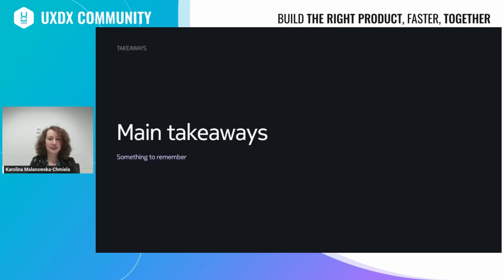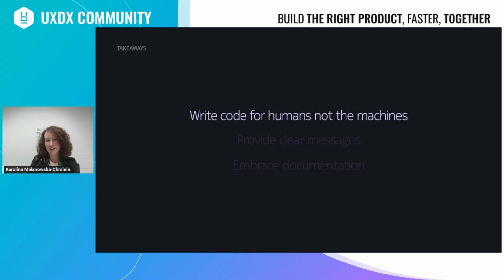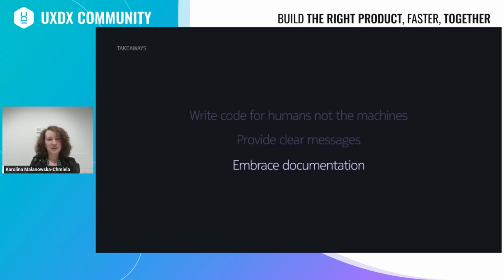Some of the main key takeaways, something to remember. First one is write code for humans, not for the machines, because as we have seen, we are affected by different biases, laws, and so on. Second one, provide clear messages, especially error messages, because it's easier to recognize rather than recall what is going on in your code. And the third one, embrace documentation and keep it up to date so everyone can refer to it. And that is all for key messages.